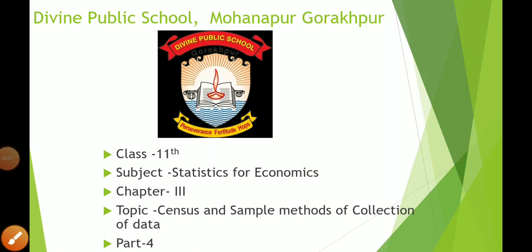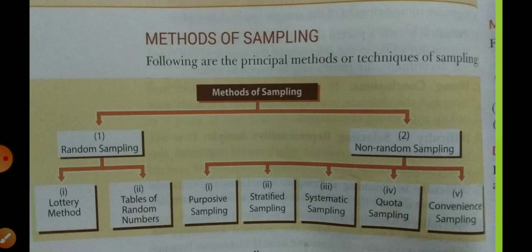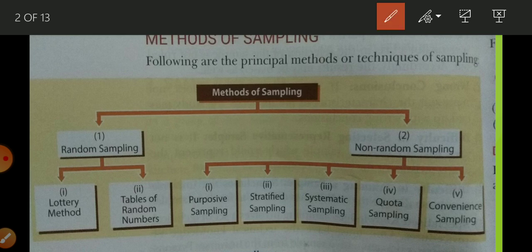Hello, class 11th student. Today, again, I'm going to start chapter 3rd from your book Statistics for Economics. Topic is Census and Sample Methods of Collection of Data. This is part 4th. In the previous video, we had come to know about two methods for collection of data. First is census method and second is sample method.